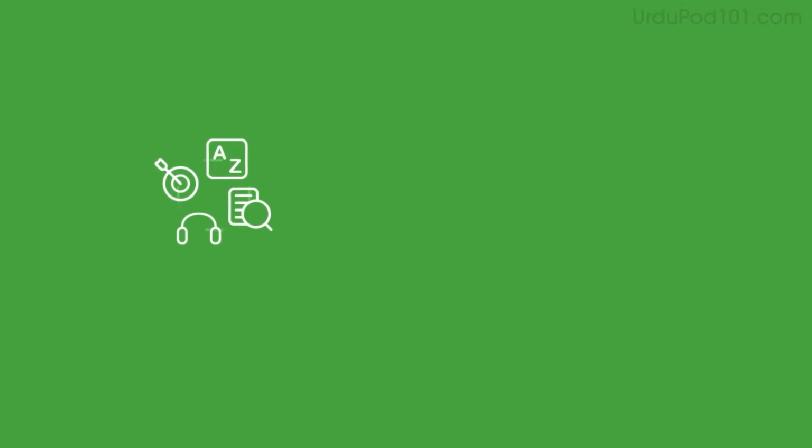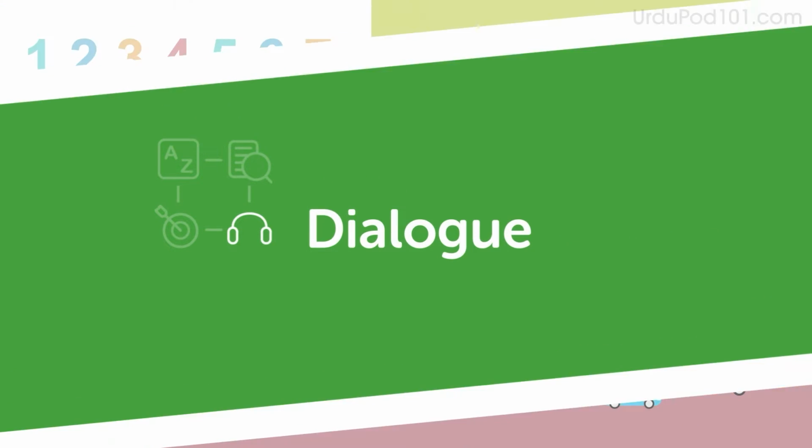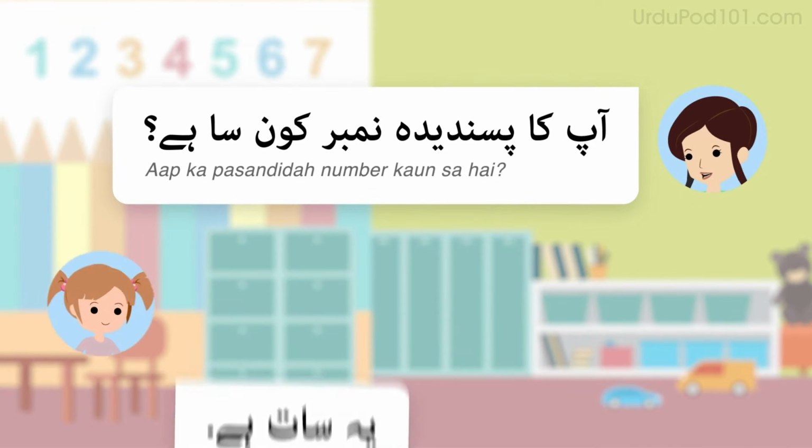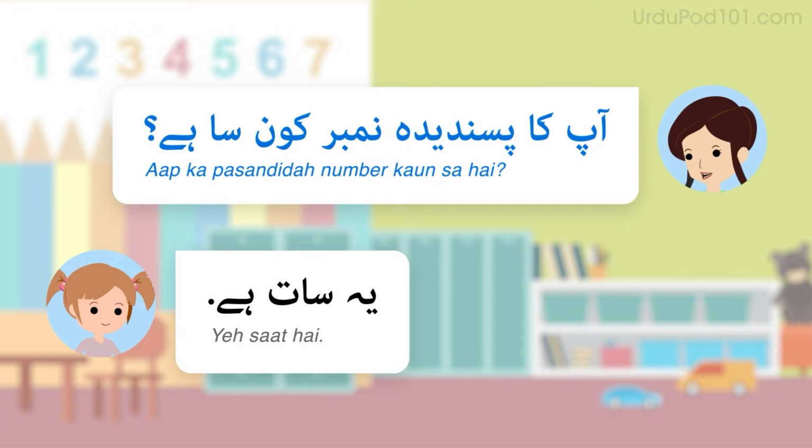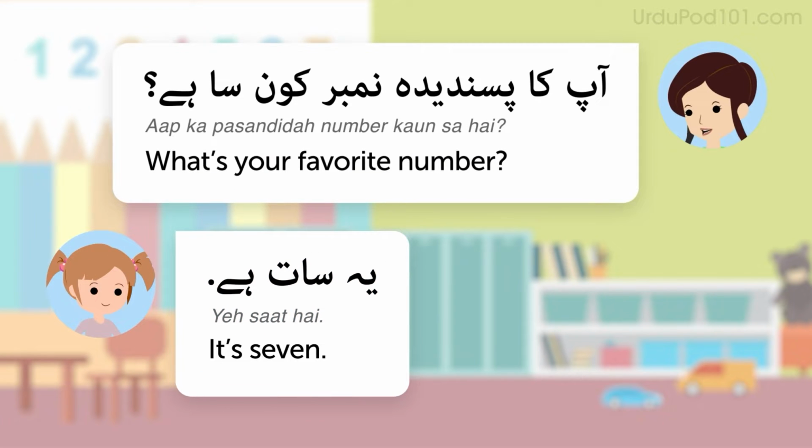Now, let's take a look at some conversational phrases. Listen to the dialogue. आपका पसंदीदा नंबर कौन सा है? ये 7 है. Once more with the English translation. आपका पसंदीदा नंबर कौन सा है? What's your favorite number? ये 7 है. It's 7.